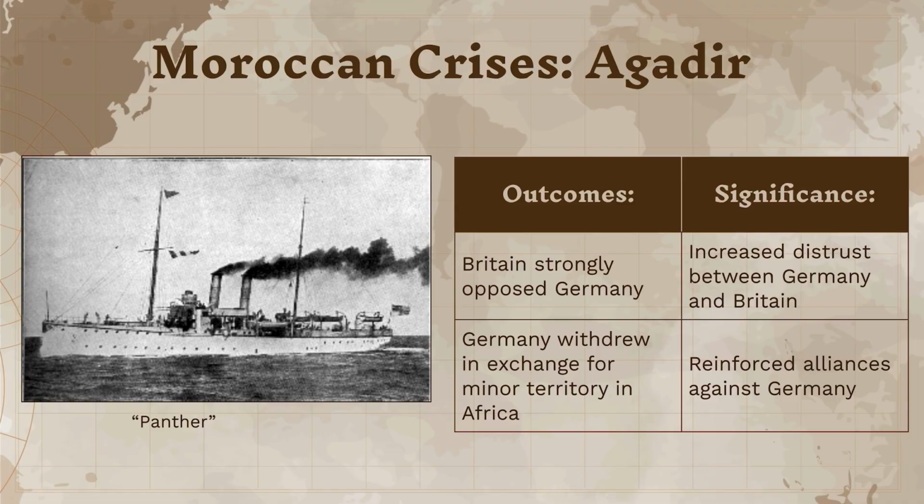Third was the Agadir crisis. Germany sent a gunboat, which was called Panther, to Agadir to challenge French expansion in Morocco, and that resulted in Britain strongly opposing Germany, and Germany withdrawing under pressure in exchange for minor territory in Africa. And it was significant as it increased distrust between Germany and Britain, and it reinforced alliances against Germany.